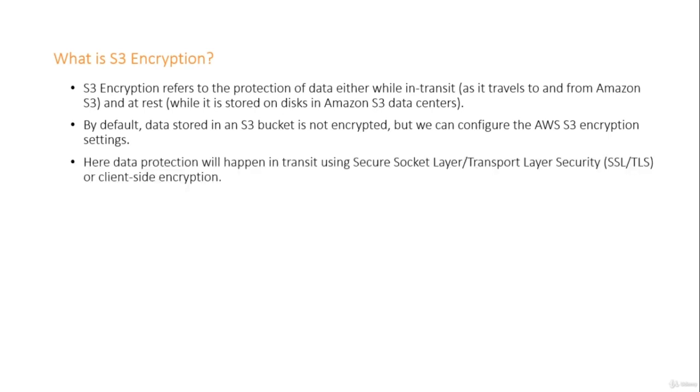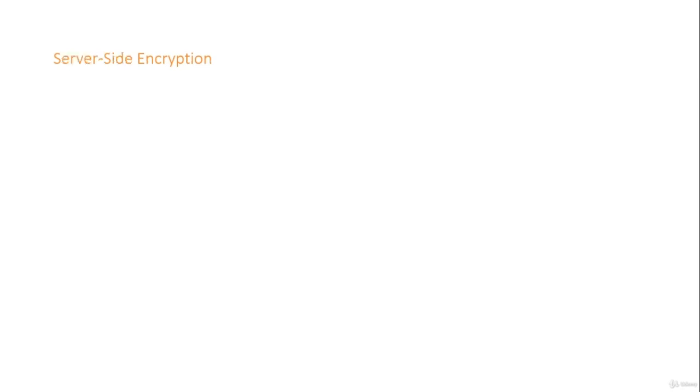Here we can protect data in transit using Secure Sockets Layer or Transport Layer Security, or client-side encryption. Here we have two options for protecting data at rest in Amazon S3. One is server-side encryption and the other is client-side encryption. Let's discuss server-side encryption.